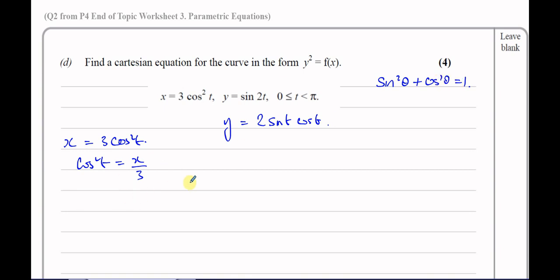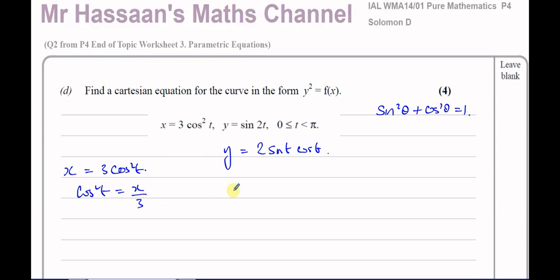Okay. I'll put it down here afterwards. Now, next we can think about the y. All right. I know y equals sine 2t, so y equals sine 2t cosine t.